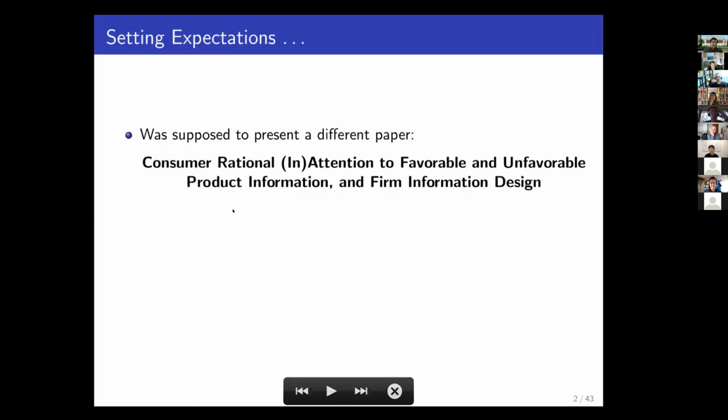Just to set expectations, I was actually supposed to present a different paper. In that paper we use a rational inattention framework to look at when consumers have the opportunity to search for favorable or unfavorable information for products. What would they do? What should they do? And what should the firm do in terms of information design in that setting? And now, sometime back, happily, that paper got accepted.